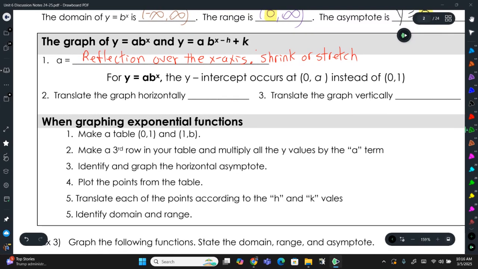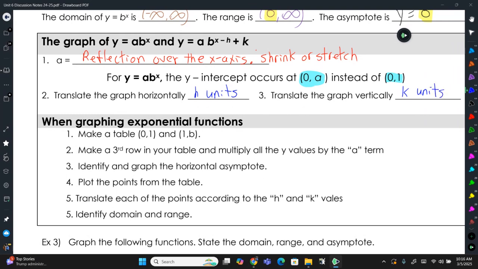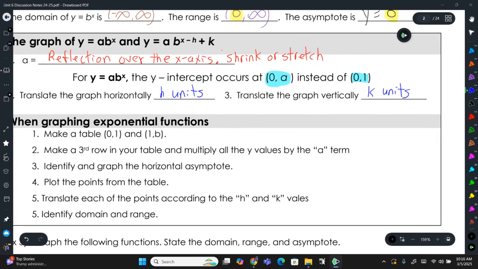Now, when we do have an a value, instead of our y-intercept being at 0, 1, it's going to be at 0, comma a. Right? And our h and k, again, will translate left and right, and up and down. We translate the graph horizontally, h units, that's our left and right, and we translate the graph vertically, k units. Now, when we translate vertically, this also moves the asymptote.